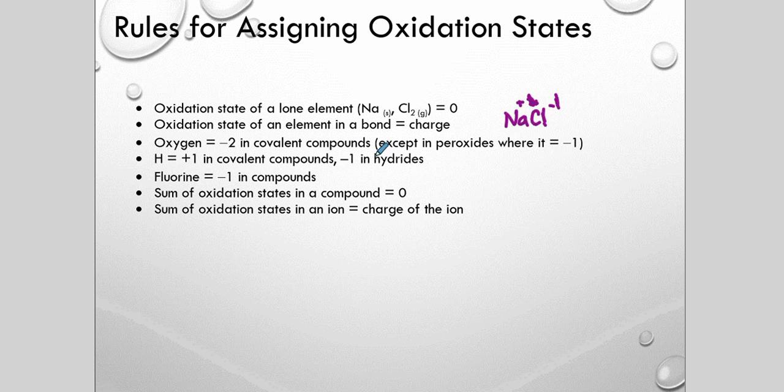Hydrogen is +1 in covalent compounds, -1 in hydrides. Hydrides are relatively rare. They do rarely happen. An example of a hydride, sodium bound to hydrogen. This is usually going to be an alkali metal with hydrogen. It's the only way it's going to happen.